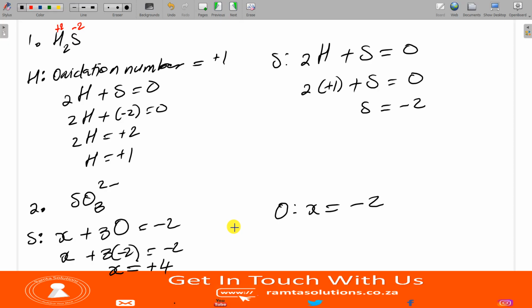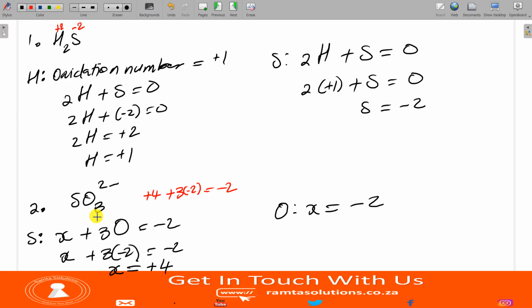Now, if you want to be sure, check this out. Sulfur, its oxidation number is +4. Oxygen, its oxidation number is -2, so 3 times -2 becomes -6. Isn't this your -2? It is. So it means our oxidation numbers are correct.